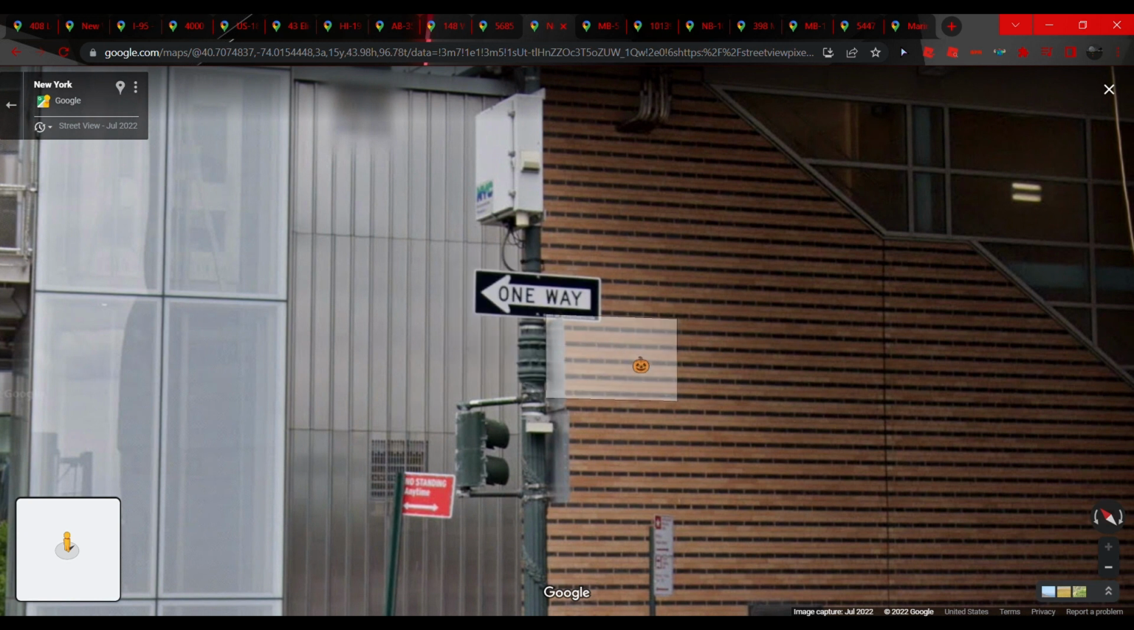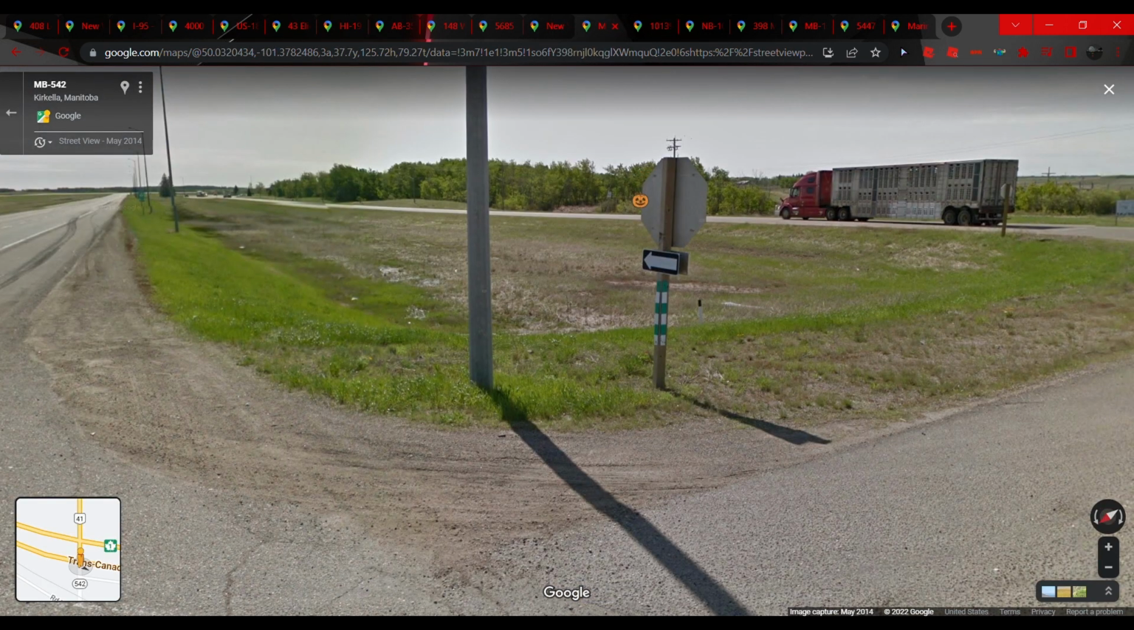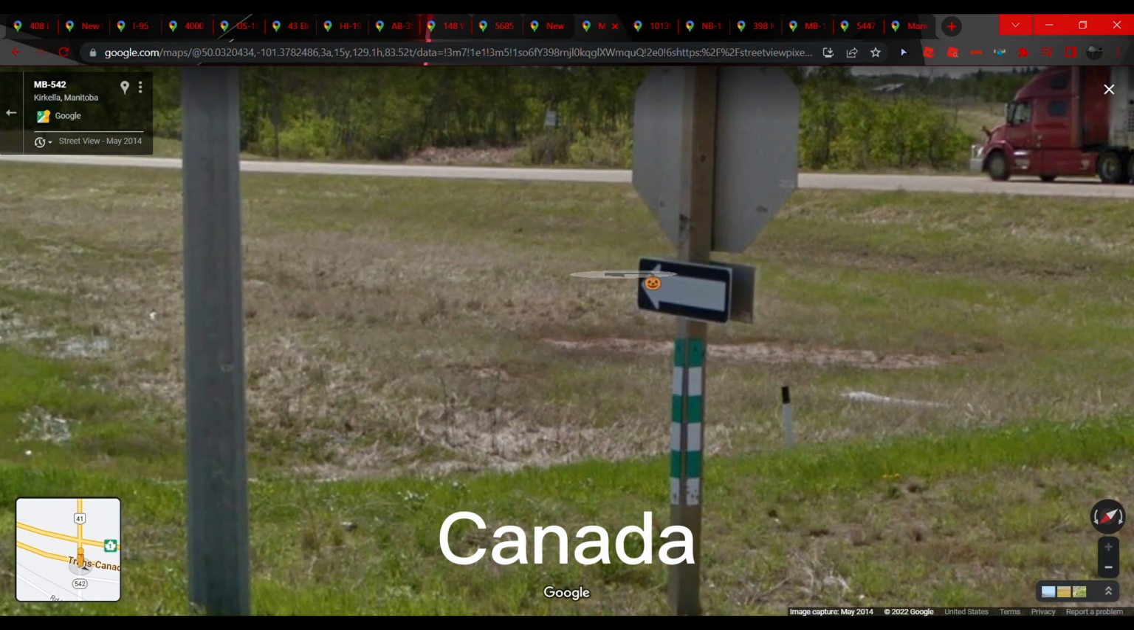Moving on to the one-way sign. In the US, this is how it looks here. It does say one-way inside of it. But in Canada over here, it is blank and does not say one way inside. Once again, no text, unlike the US. So that's the one-way sign.